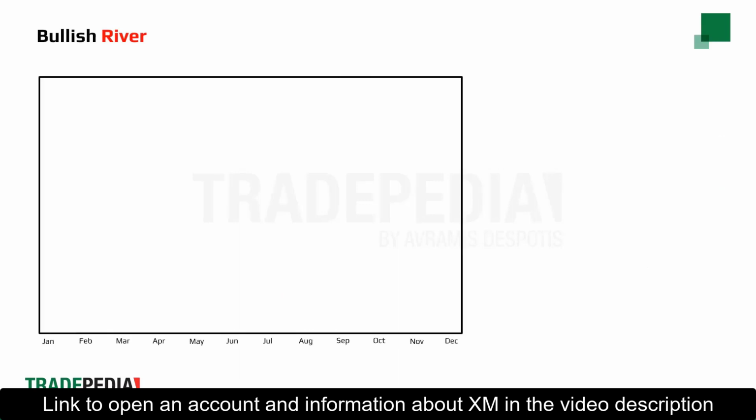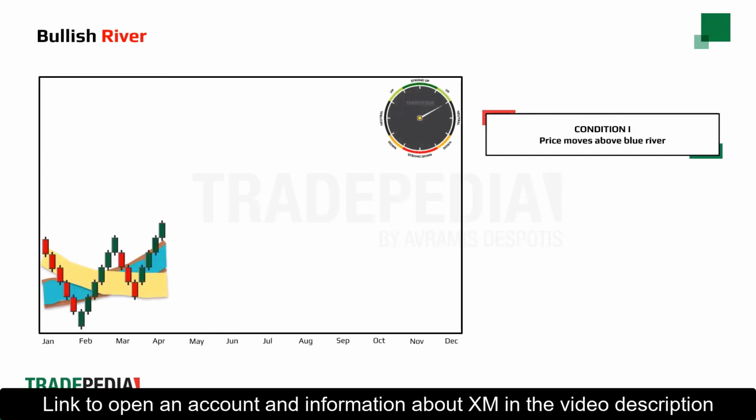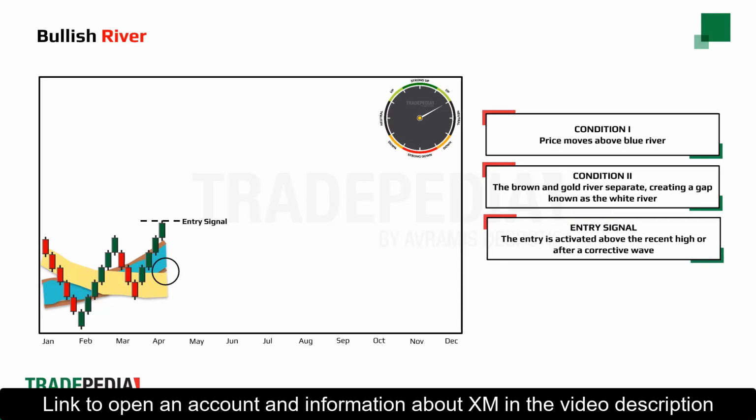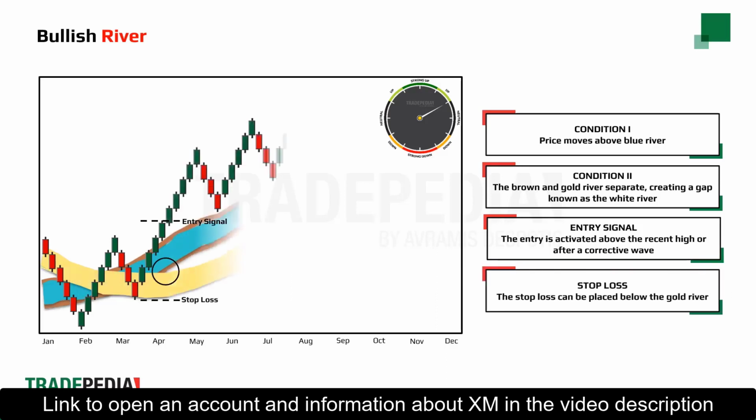A bullish river signal is given when the following conditions are met. Condition 1. Price moves above Blue River. Condition 2. The brown and gold river separate, creating a gap known as the White River. The entry is activated above the recent high where the signal was generated or after a corrective wave. The stop loss can be placed below the Gold River.